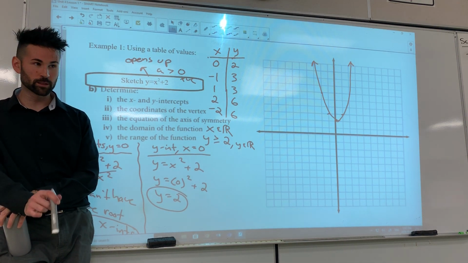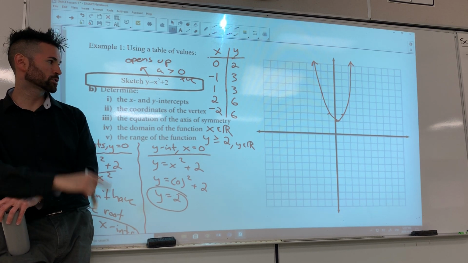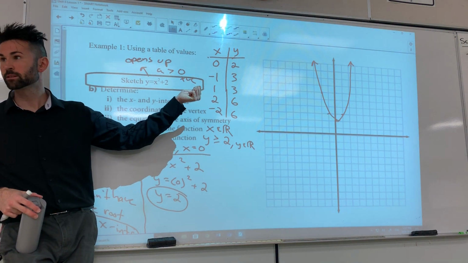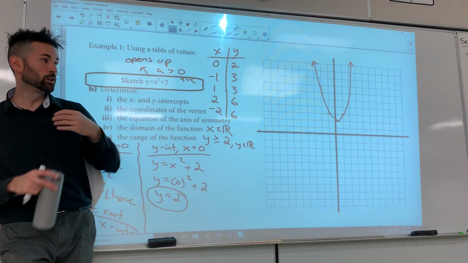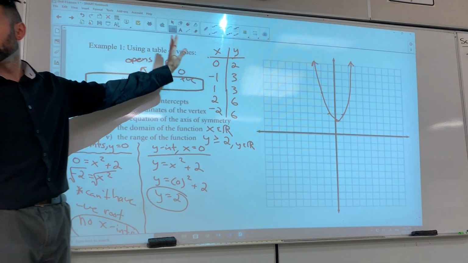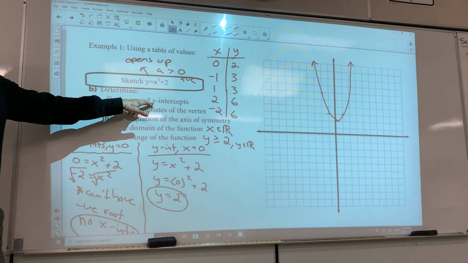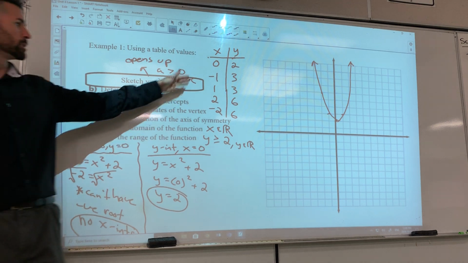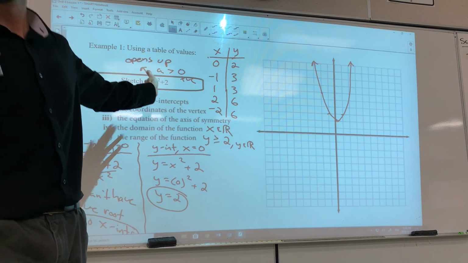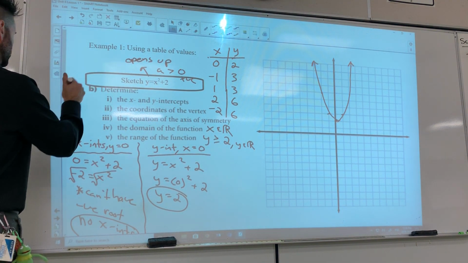Worst case scenario in a test, there's no reason that if I give you a question and just say, hey, sketch this, you shouldn't be able to sketch it, right? Can you always just do this? Yeah. We'll learn other ways that might be faster, maybe, but you can always do this, always. So you should never leave a question blank. You guys are capable of doing this. You've been doing that since grade 10. You can make a table of values. You've been substituting values into equations since what? Grade 7? Something like that, grade 8? Doable?